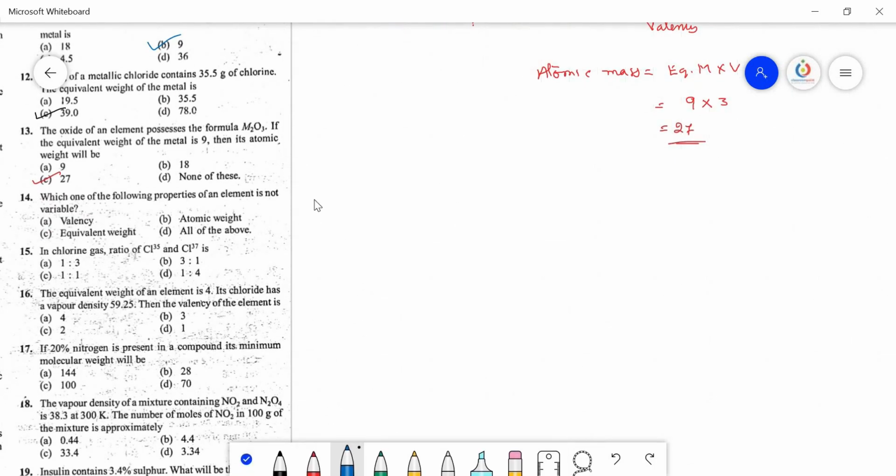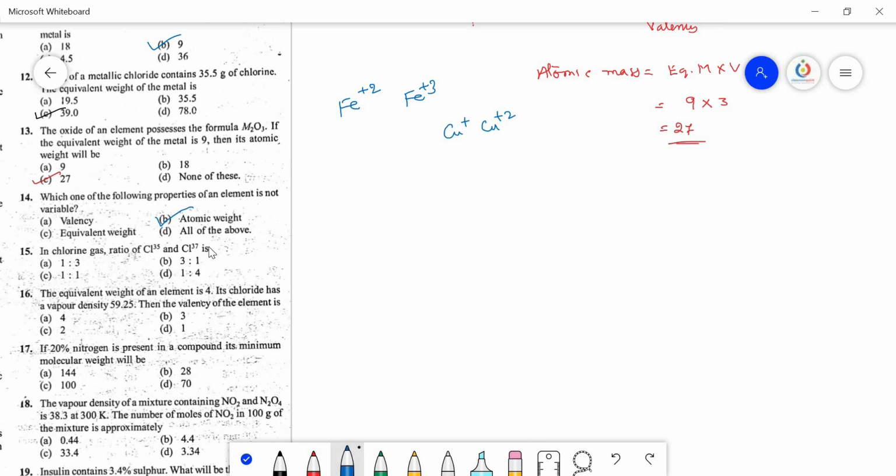So next is the 14th question. Which one of the following properties of an element is not variable? See, atomic weight is always a constant, it will not change. But valency changes. For example, iron can exhibit two valencies, plus 2 and plus 3. Copper also exhibits two valencies, Cu+ and Cu+2. So valency is not constant, equivalent mass is also not constant, only atomic weight is constant. So option B is correct.